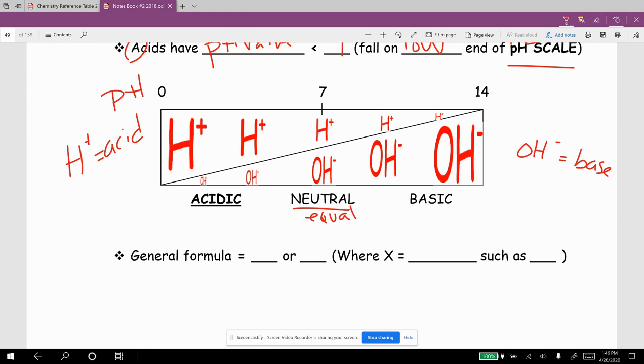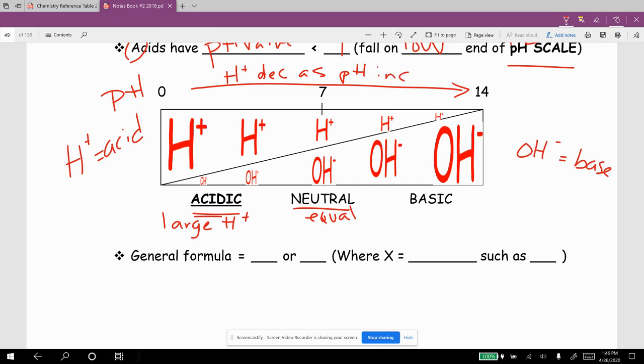So if I look at the low end of the pH range, my acidic range from 0 to 6, you'll notice I have a large amount of H plus. And as I go from the left side to the right side of my scale, what's happening to those H's? They're getting smaller. So H plus decreases as pH increases. Or I really should say that in reverse, like pH increases as H plus decreases.